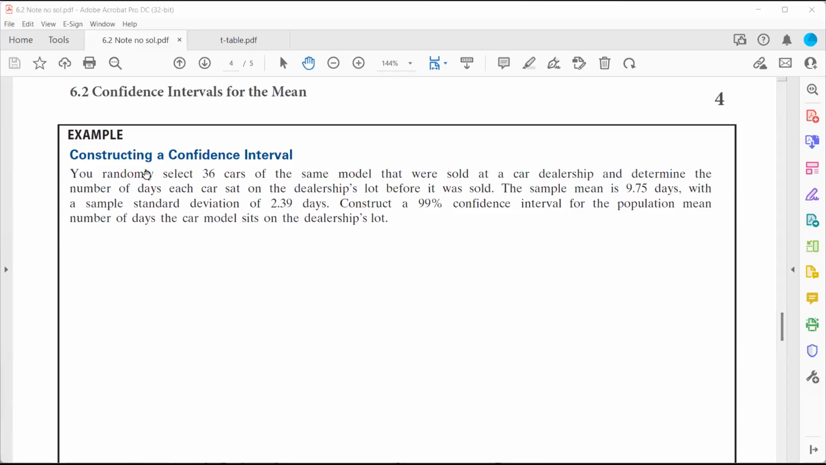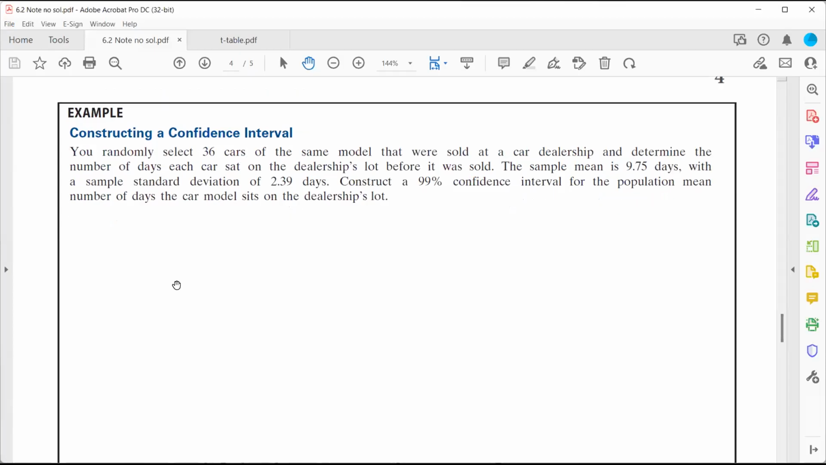Very good. Another example, constructing a confidence interval for population mean. So we need to identify the keywords here. We randomly select 36 cars. It means that the sample size is 36.